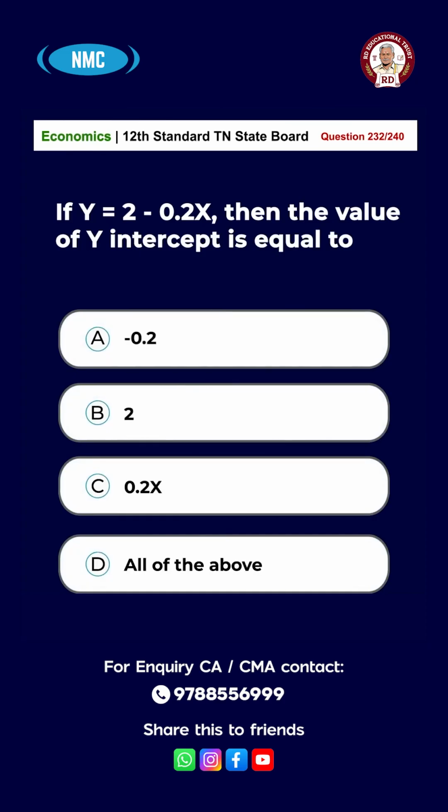Question number 232. If y equals 2 minus 0.2x, then the value of y-intercept is equal to A. minus 0.2. B. 2. C. 0.2x. D. All of the above. The answer is option B, 2.